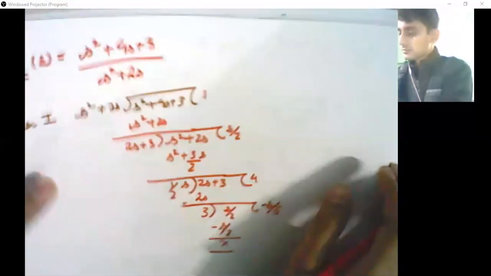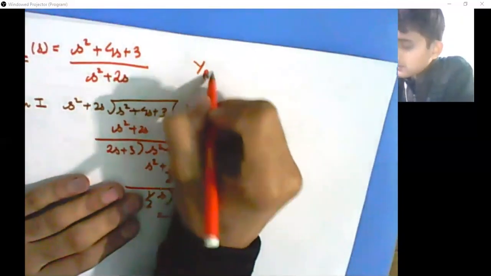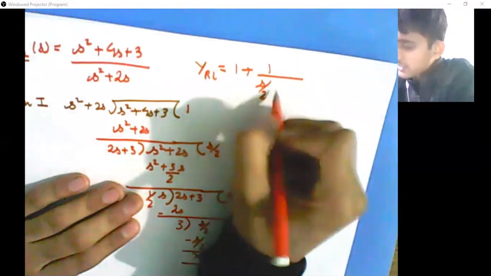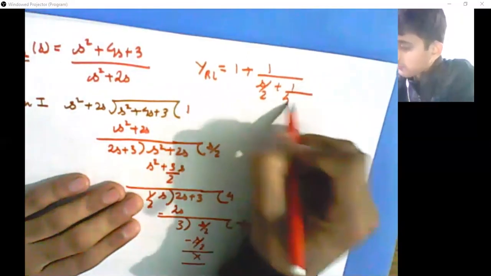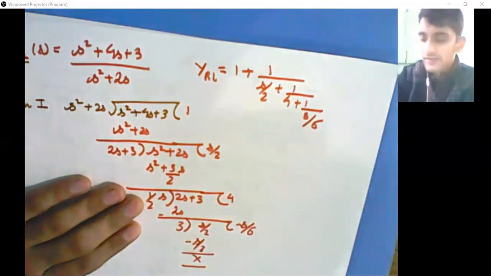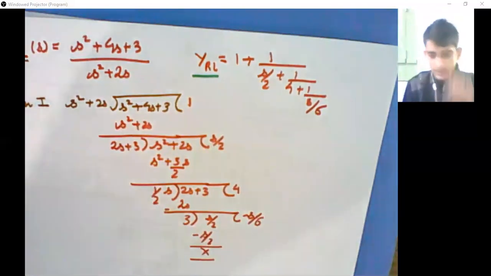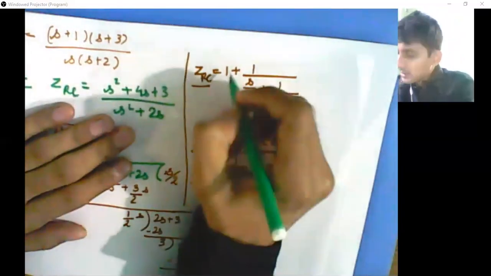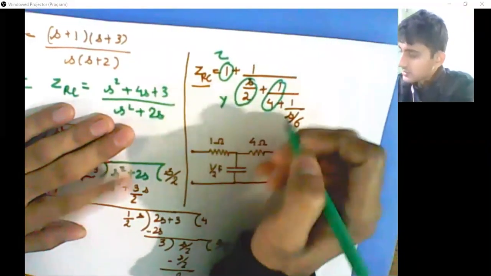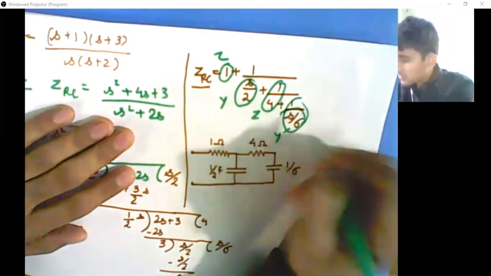So your YRL you have expanded as 1 plus 1 upon S by 2 plus 1 upon 4 plus 1 upon S by 6. Remember now that you have expanded in YRL. Earlier we expanded it in ZRC. Therefore, this was Z, this was Y, this was Z, this was Y. Okay, sorry, only the denominators.